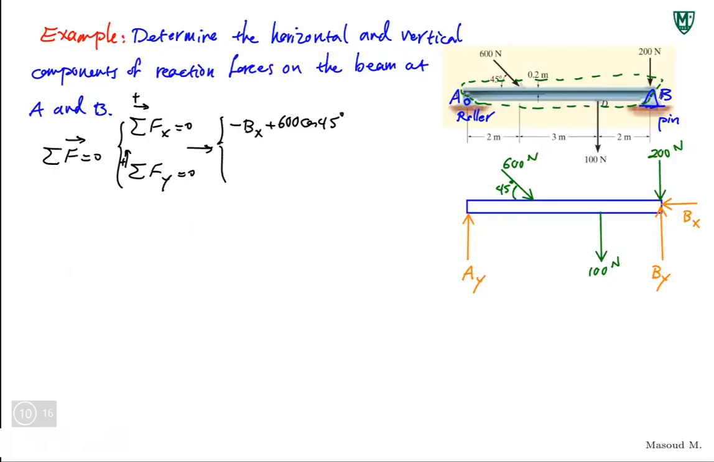If you don't see it, here is what we are talking about. If we decompose this vector into its elements, this would be the y component, 600 sine 45, and this is its x component, 600 cosine 45 degrees. Hopefully you remember that from vectors. And that's pretty much it. It's equal to 0.